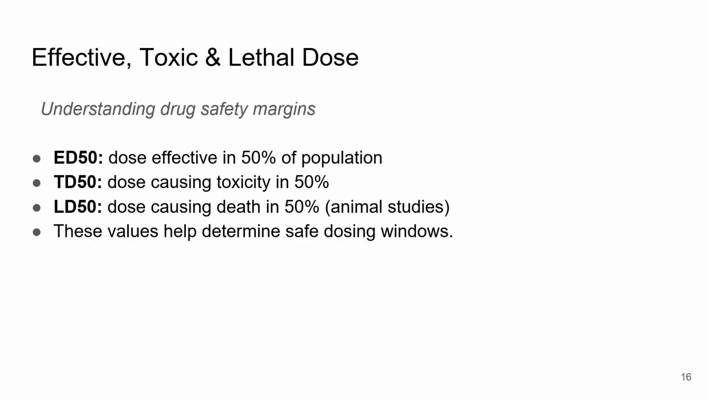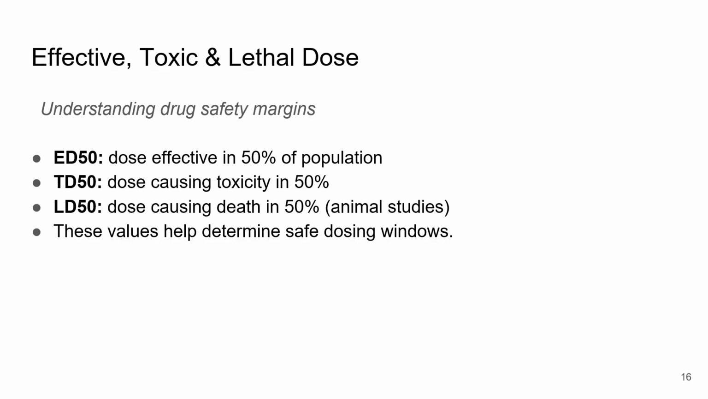Okay, so on this slide, this is how we think about drug safety margins. So how close a drug's helpful effects are to the harmful effects. And the first term is ED50, which stands for effective dose in 50% of the population. This gives us a sense of how much drug is needed for a typical effective therapeutic benefit. The next is TD50, which is toxic dose in 50% of the population. This tells us at what point side effects or harmful effects start becoming common. And then there is LD50, which is lethal dose in 50% of subjects.